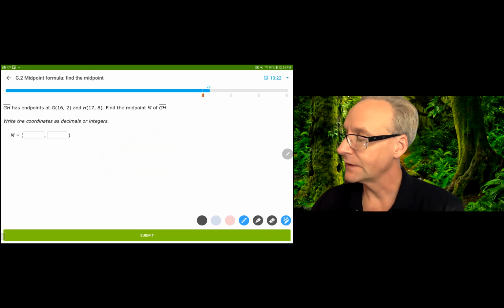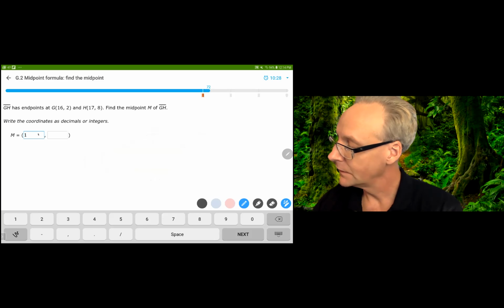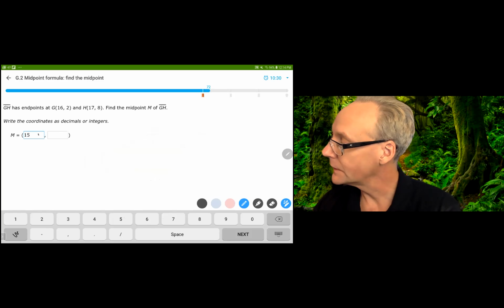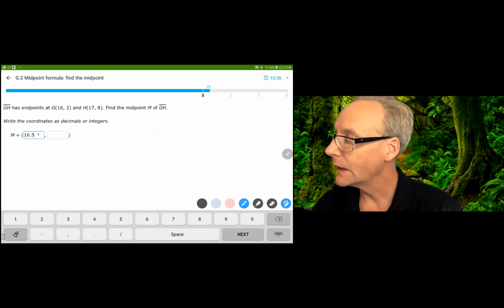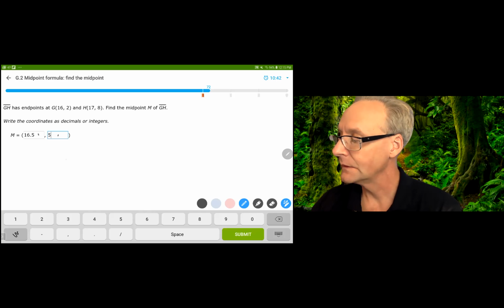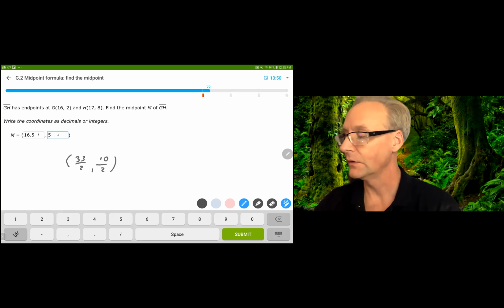The next one is going to be 33 over 2, which is 16.5. That would be 33 over 2 and 5. It's our other midpoint. I added the y's and got 33. I added the x's and divided by 2 and got 5.